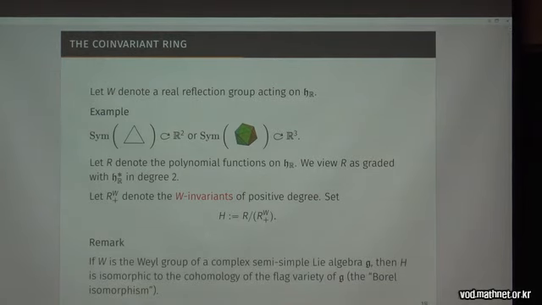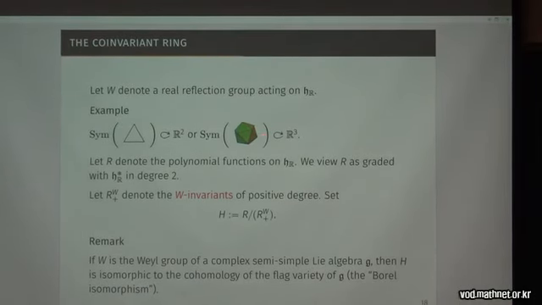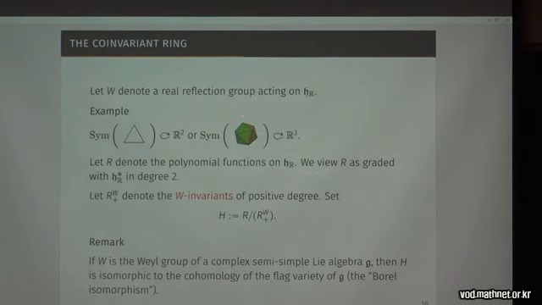And I just want to emphasize again that if W is a Weyl group, then this ring is the cohomology of the flag variety. So there is a space such that this is the cohomology ring of this space. But if I take this example, we don't know any space that has this as its cohomology ring. Any natural space that has this as its cohomology ring. Okay?